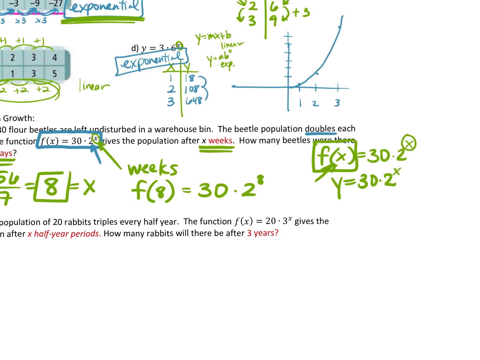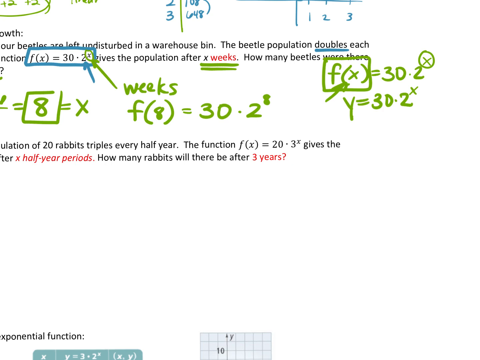What'd you get? 7,680. 7,680 what? Days. Weeks. Beetles. 7,680 beetles. If you plugged it in and you didn't get that, we should chat, because this should be easy. This should be just plug it into your calculator. So if you don't know how to plug it into your calculator, let me show you, okay?